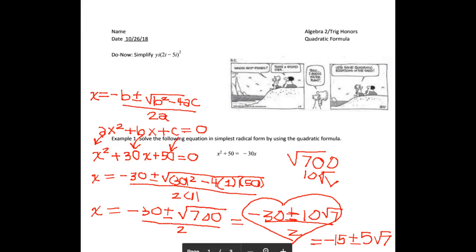Okay, so I would like you guys for homework to try the other problems on the back of the sheet and bring them in ready to show me tomorrow in class.